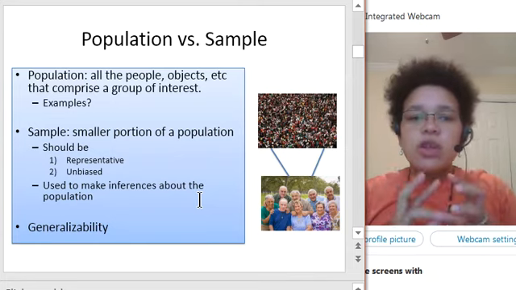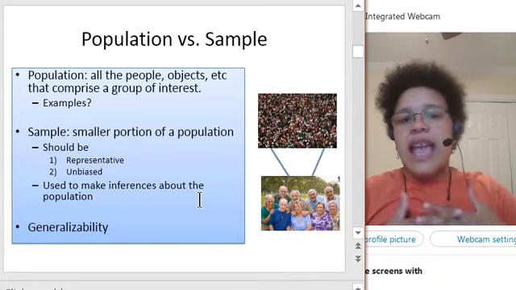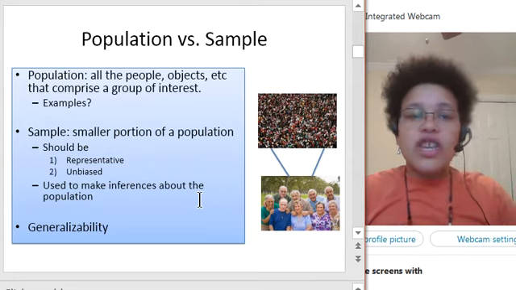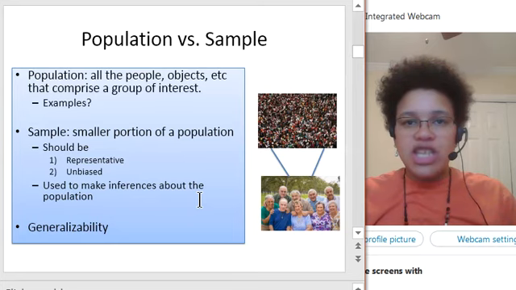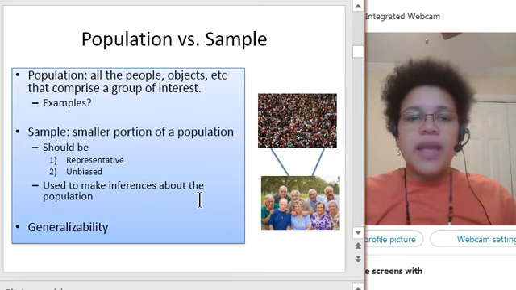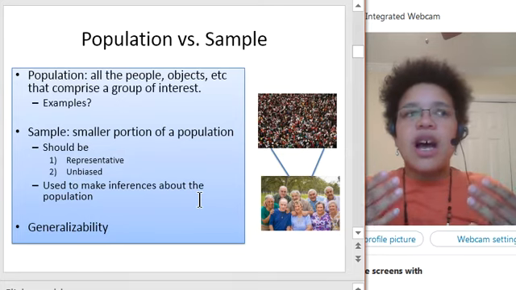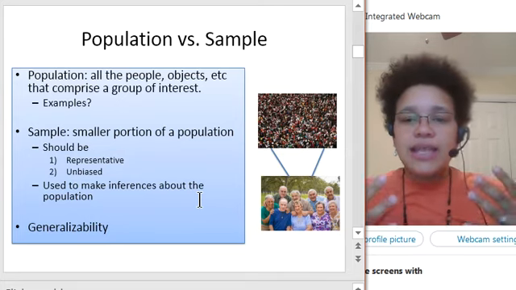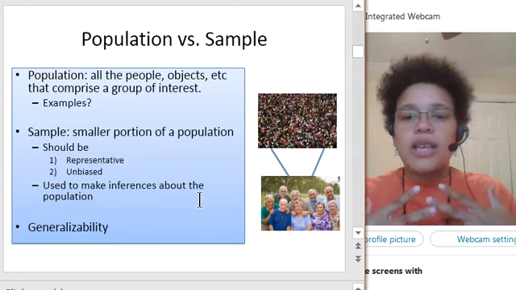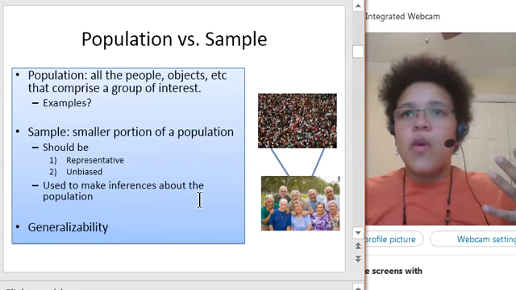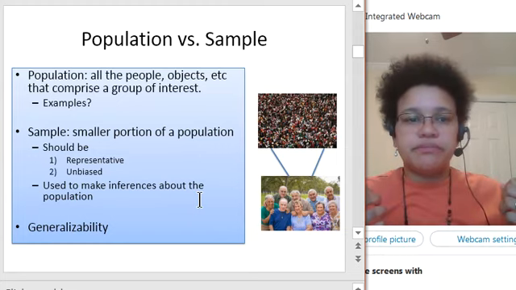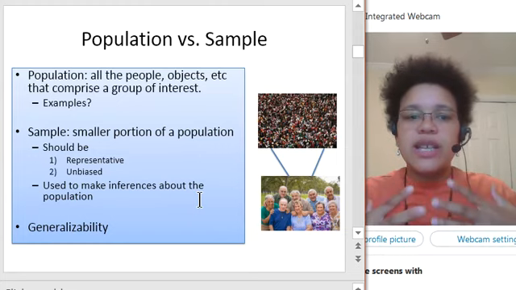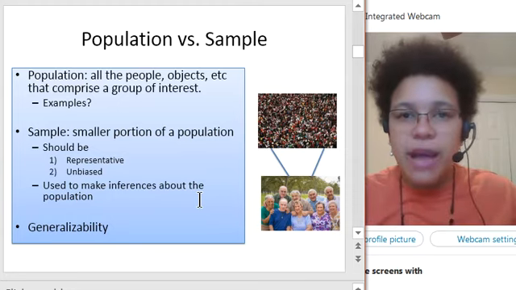And the sample is a smaller portion of the population that is actually participating in your study. Hopefully your sample is representative of the larger population that you're interested in, and it's unbiased. And bias here is used to say that there's not one group of people who are larger in your sample than they are in the population. Okay? And the sample is used to make inferences about the population.